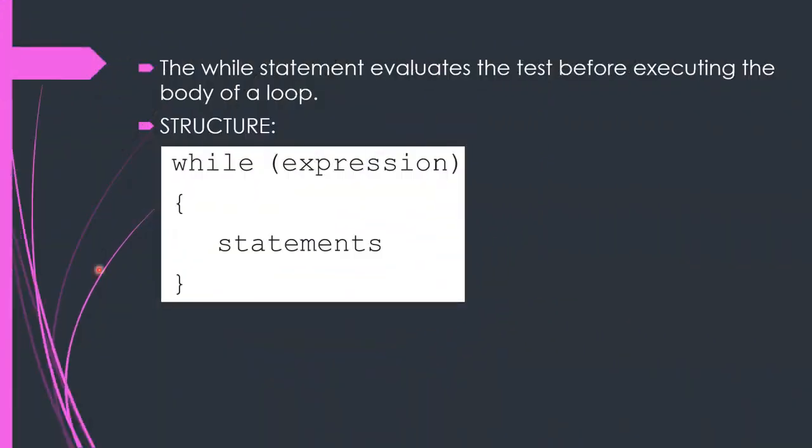The while statement evaluates the test before executing the body of a loop. This is the structure of the while statement. After the keyword while, we have provided an expression. Basically, this expression is a test condition which is evaluated first, and after this evaluation, the body of the loop is executed accordingly. It means if the test condition is satisfied, then the statements are executed, and if the test condition is not satisfied, then the statements are not executed.